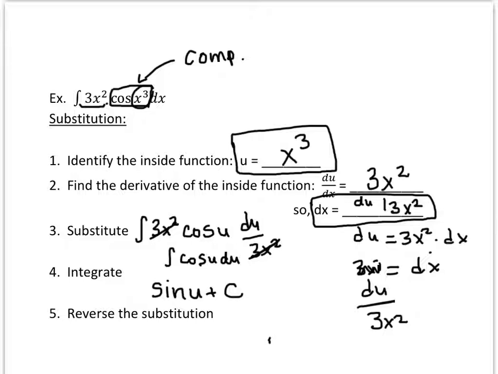And now that I've integrated, so I've found the integral of cosine is sine, I'm going to reverse the substitution. Sine. Going back to that original statement, u was x cubed plus c.